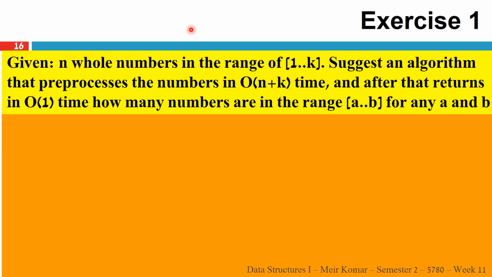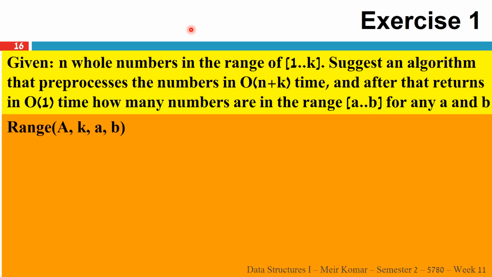But here in this question, we're saying: can you do something with these n numbers in the range of 1 to k, so that after you do this, you can return to me in O(1) time how many numbers are in the range between A and B? So basically our algorithm is going to get 4 parameters: A, the array; k, the numbers are between 1 and k; and 2 whole numbers, A and B, where we know that A is less than B. Anybody want to throw out an idea?